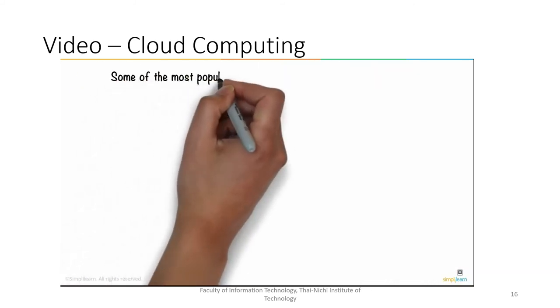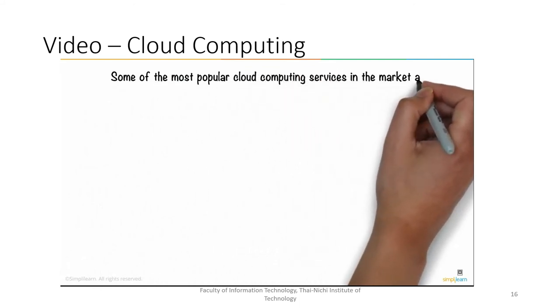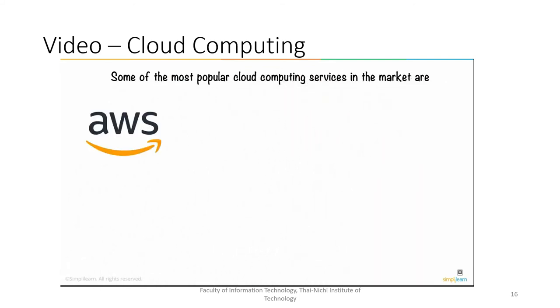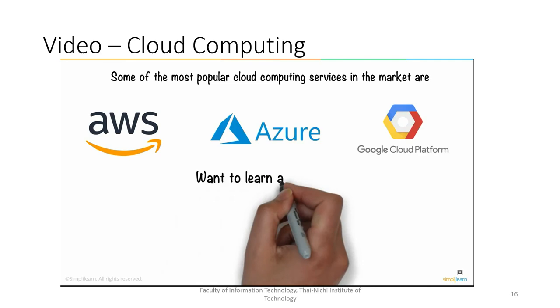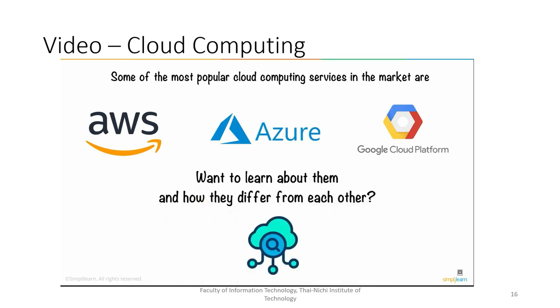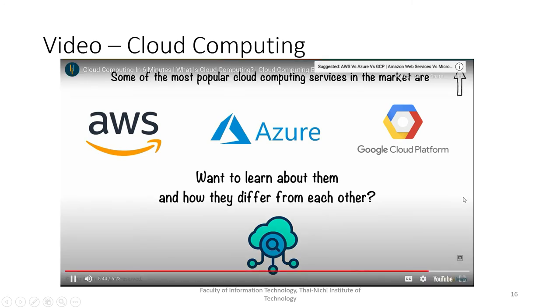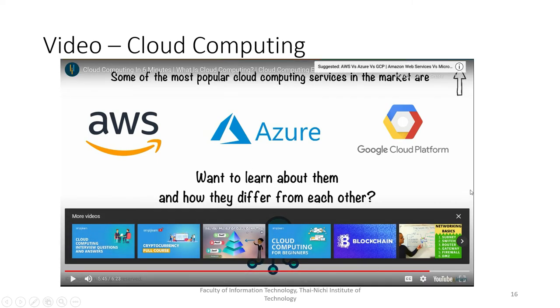Coming back to cloud computing, some of the most popular cloud computing services in the market are AWS or Amazon Web Services, Microsoft Azure, and Google Cloud Platform. Want to learn more about them and how they differ from each other? Click on the top right corner for an analysis of how these service platforms are different from each other. So that's a small introduction about cloud computing.